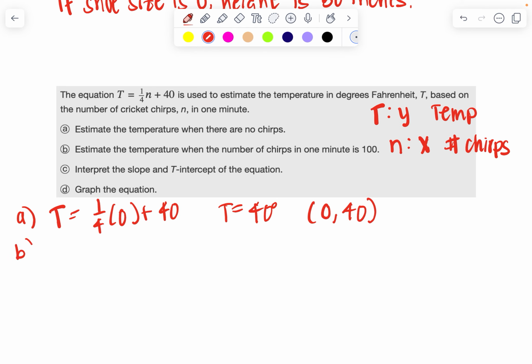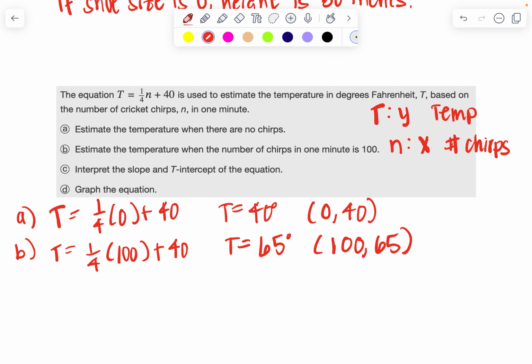Estimate the temperature when the number of chirps is 100. So the temperature is 1/4 times 100 plus 40, which would give us a temperature of 65 degrees. So again, if chirps is 100, temperature is 65. Interpret the slope and t-intercept. So the slope here is 1/4, which again is normally y over x, but in this case, it's temperature over chirps. I can see they're both increasing because they're positive.